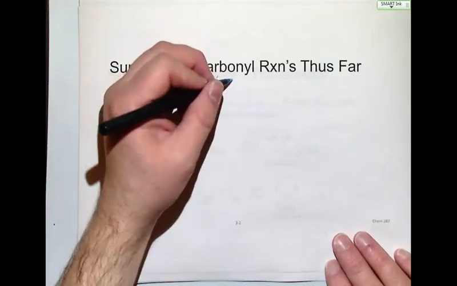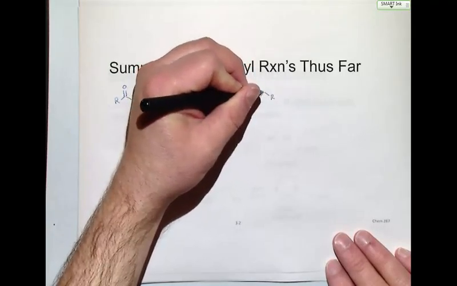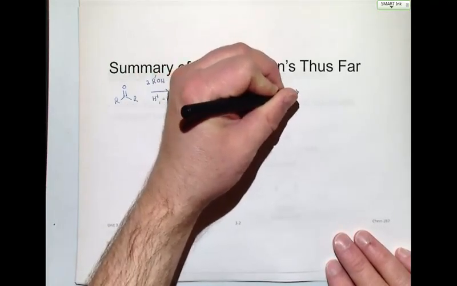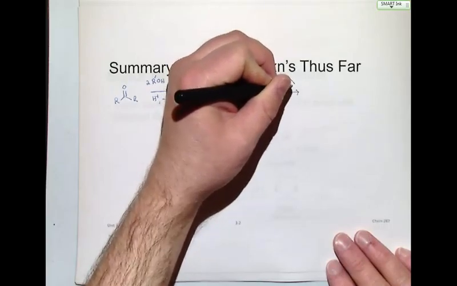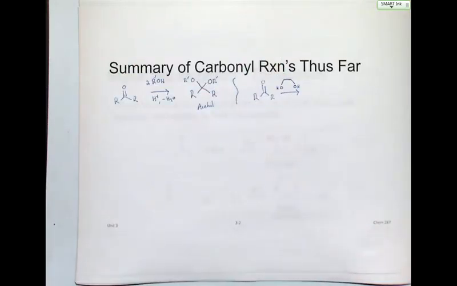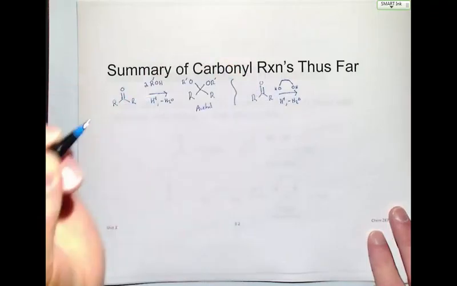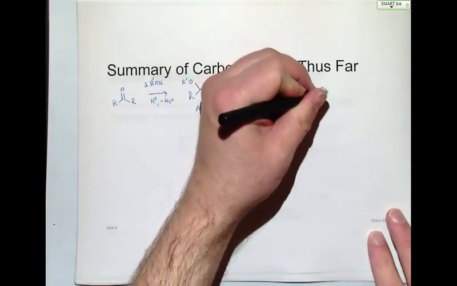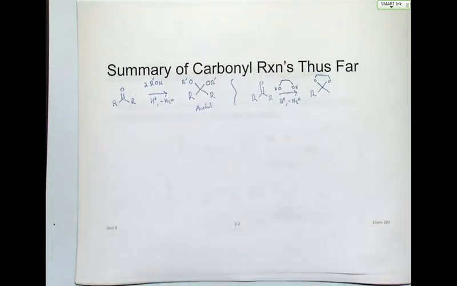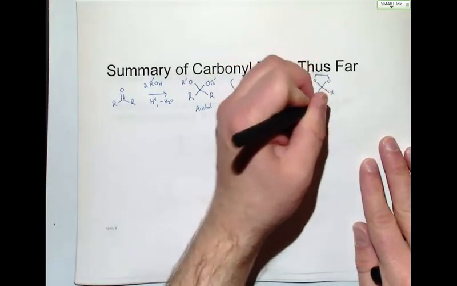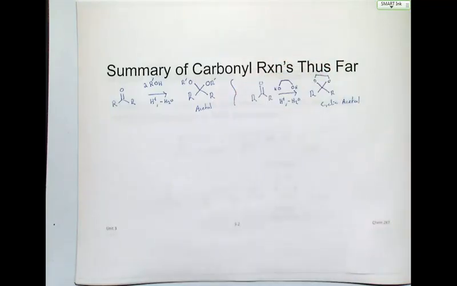We also learned how to do a cyclic form of this. Starting with a ketone or aldehyde, you can use a diol, like a 1,2 or a 1,3 diol, in the presence of an acid catalyst, removing water, and you form a cyclic acetal. And all these reactions are reversible.